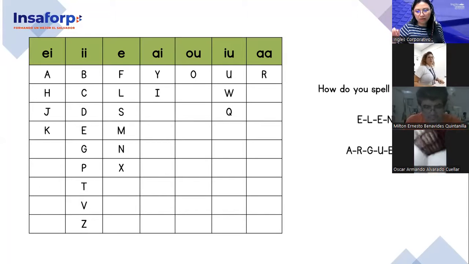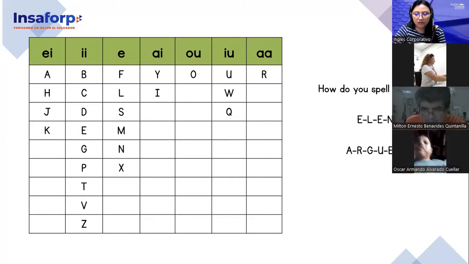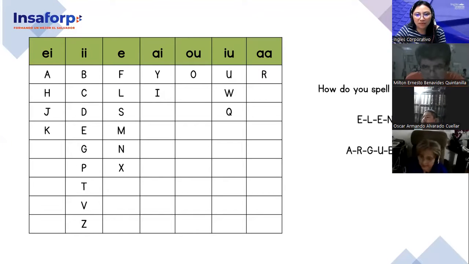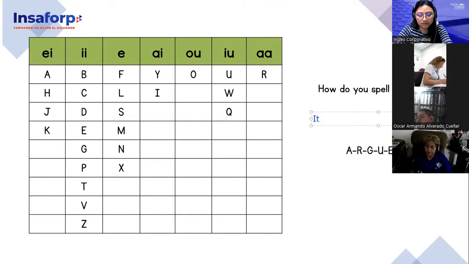Tengamos un repaso, ¿ok? How do you spell your name? In my case, my name is E-L-E-N-A A-R-G-U-E-T-A. Para dar respuesta sería iniciando con esto. Y luego empezamos a deletrear. It's E-L-E-N-A A-R-G-U-E-T-A.